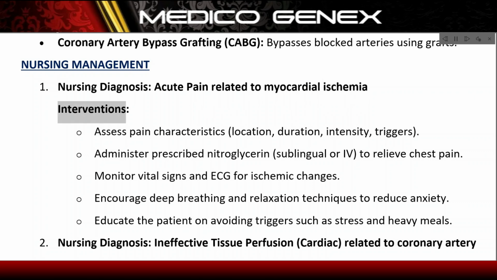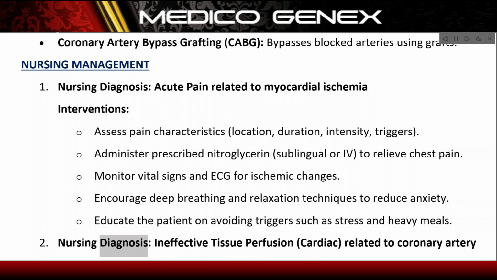Interventions. Assess pain characteristics, location, duration, intensity, triggers. Administer prescribed nitroglycerin, sublingual or IV, to relieve chest pain. Monitor vital signs and ECG for ischemic changes. Encourage deep breathing and relaxation techniques to reduce anxiety. Educate the patient on avoiding triggers such as stress and heavy meals.